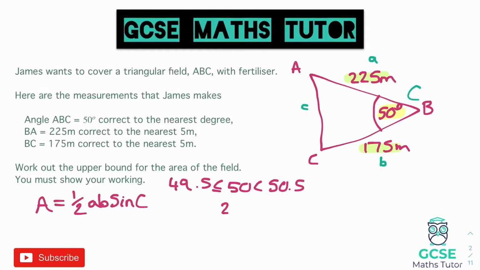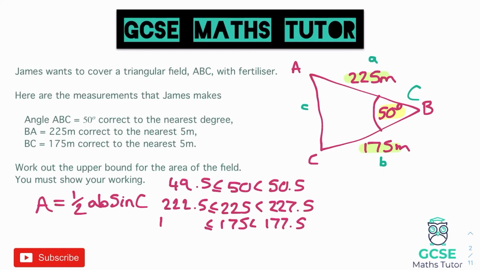Moving on to the length, 225 metres. Now that's correct to the nearest 5. So if it's correct to the nearest 5, we can go 2.5 above and below. So it would be 227.5 as our upper bound and 222.5 for our lower bound. And that's that second one done. Now the next one is to the nearest 5 as well. So 175. And again, we'll go 2.5 above and below. So 177.5 as our upper bound and 172.5 as our lower bound.